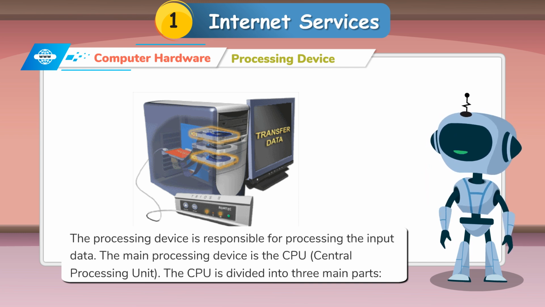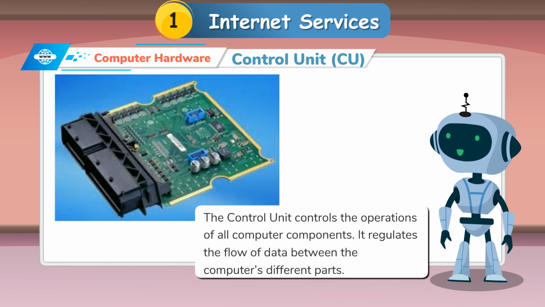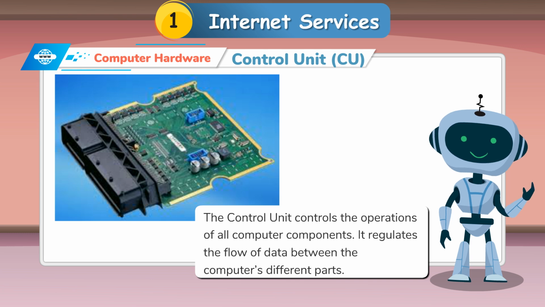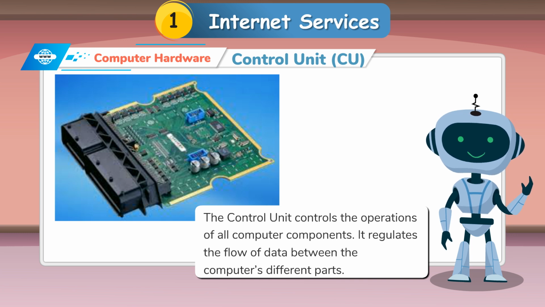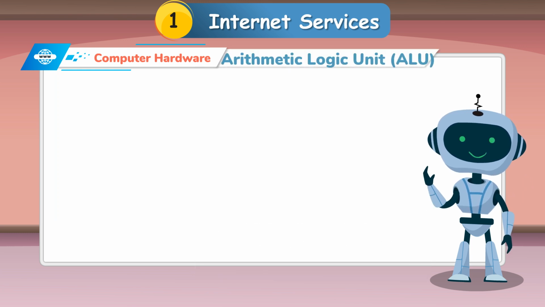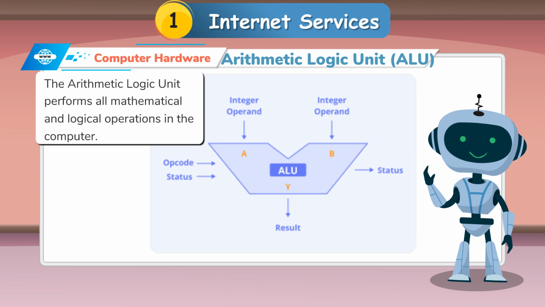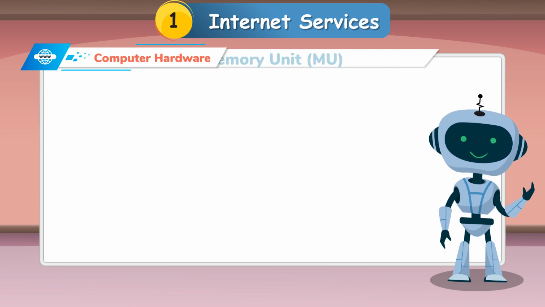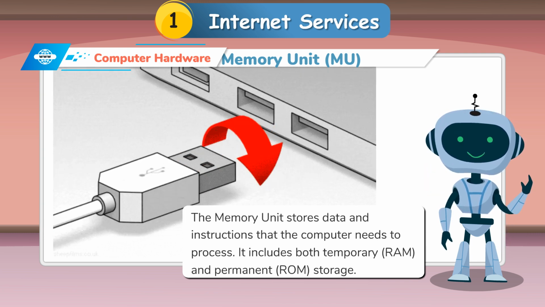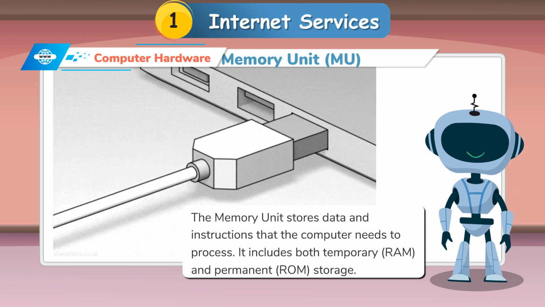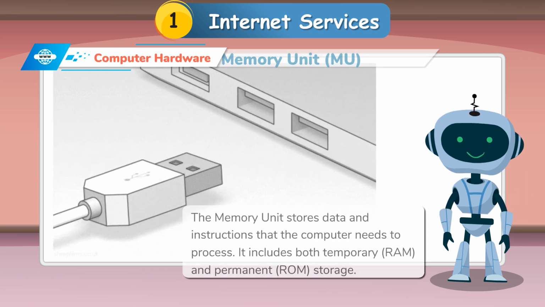The CPU is divided into 3 main parts. Control Unit, CU. The control unit controls the operations of all computer components. It regulates the flow of data between the computer's different parts. Arithmetic and logic unit performs all mathematical and logical operations in the computer. Memory unit. The memory unit stores data and instructions that the computer needs to process. It includes both temporary RAM and permanent ROM storage.